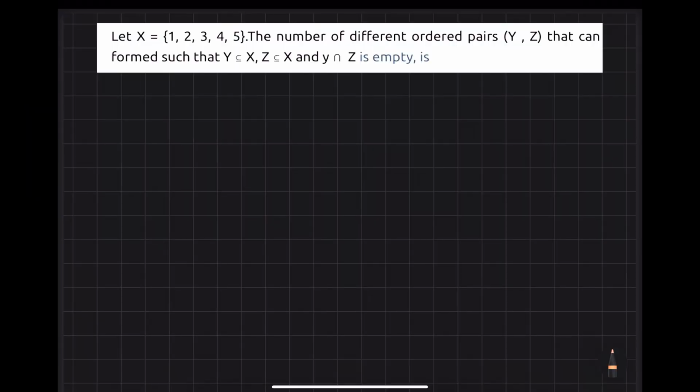Look at this situation. Let x equal this. The number of different ordered pairs (y, z) that can be formed such that y is a subset of x. So you have to create y using the elements of set x.